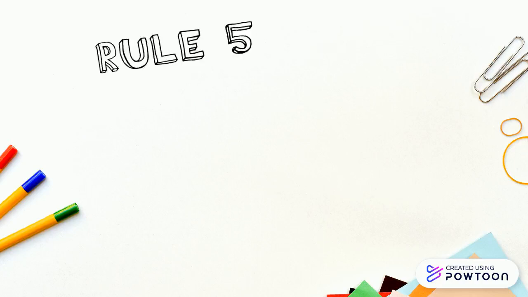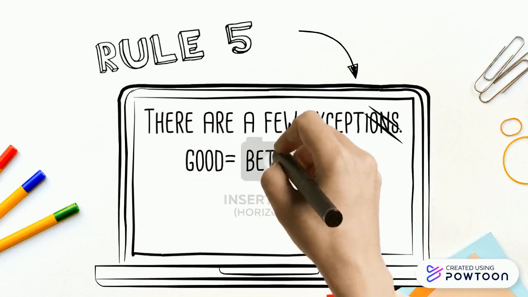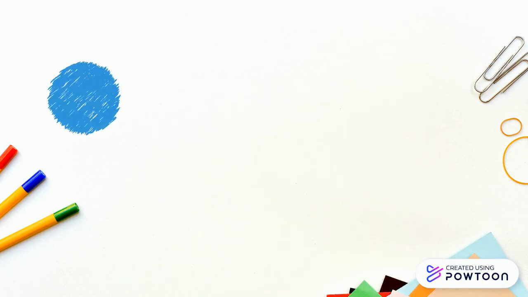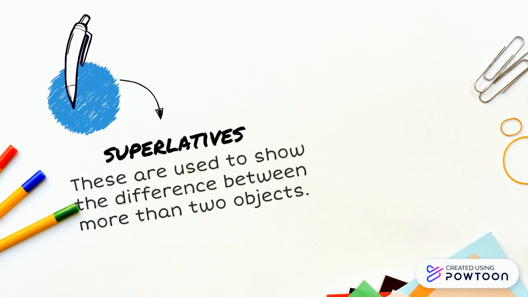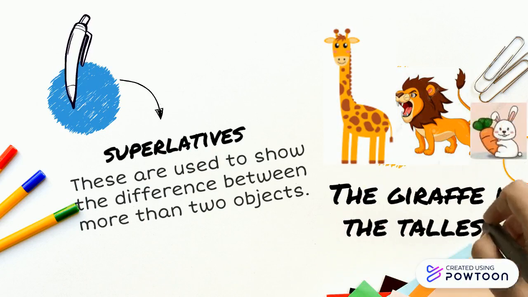In the last rule of the comparatives, we have a few exceptions. For good, better than; for bad, worse than; and for far, farther than. Superlatives are used to show the difference between more than two objects. For example, between these three animals, the giraffe is the tallest.